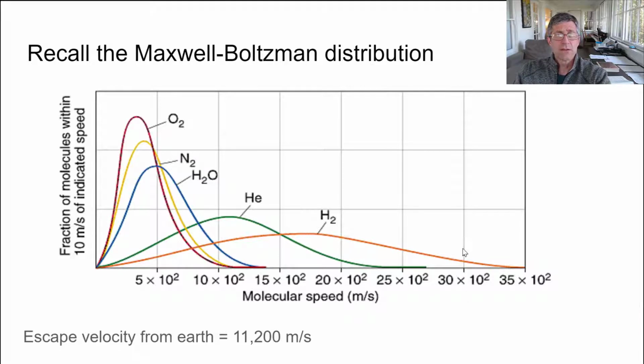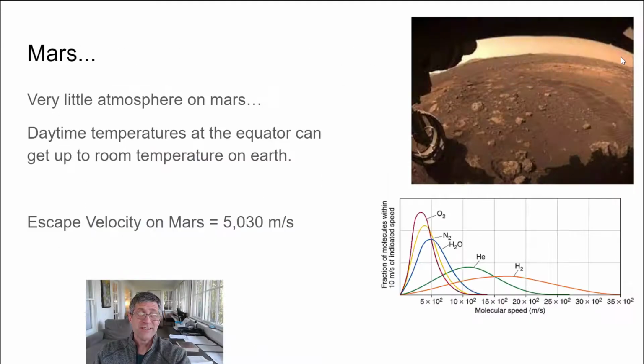So these lighter gases are going super fast, and that makes it easier for them to escape from the gravitational pull of the Earth. Let's think about Mars. Mars has very little atmosphere. It is also a smaller planet and has less gravity. So you'd weigh maybe half as much on Mars as you do on Earth. So the gravitational pull is less. And remember that the daily temperature in some places around the equator of Mars can get up to nearly room temperature here on Earth. So the temperature can get relatively high on Mars.